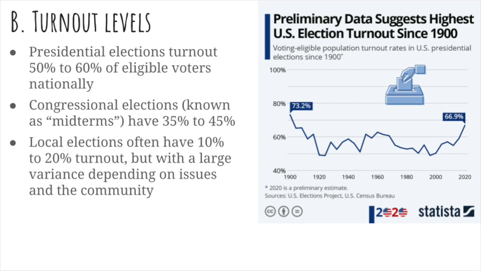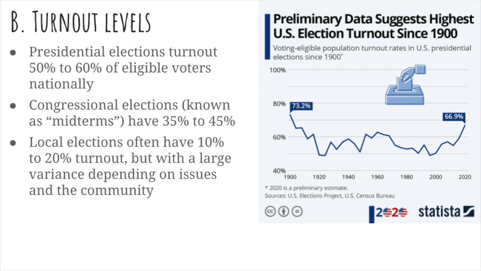Highest ever in American history, I think, was in 1840 when William Henry Harrison won the election, and about 80% of eligible voters came out to the polls. Those numbers go down when we're talking about congressional elections, sometimes referred to as midterms. This is when there's not a presidential election, so every other 2 years.